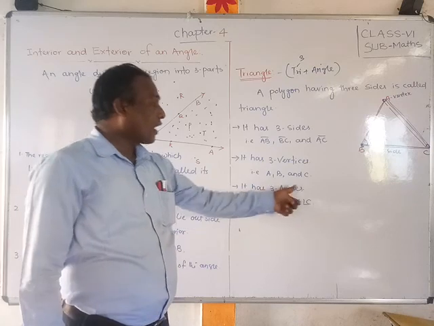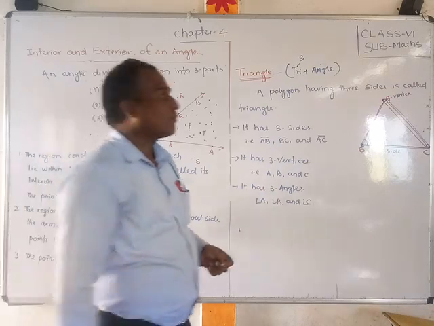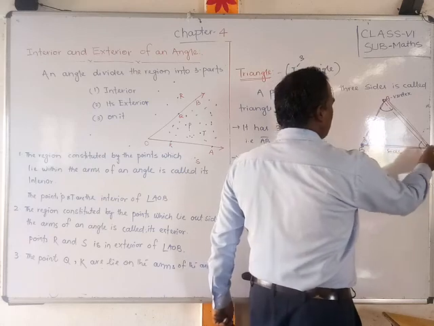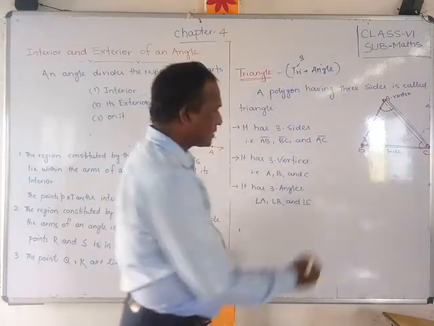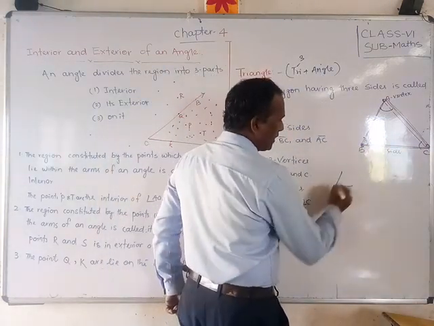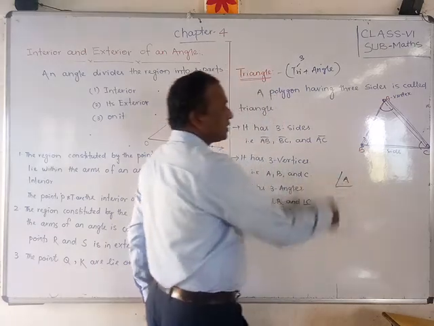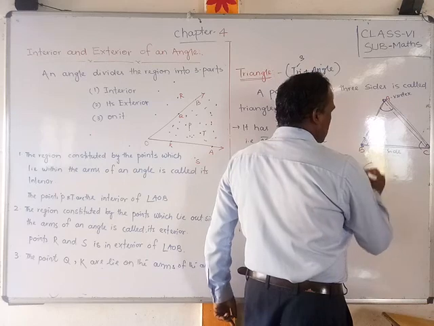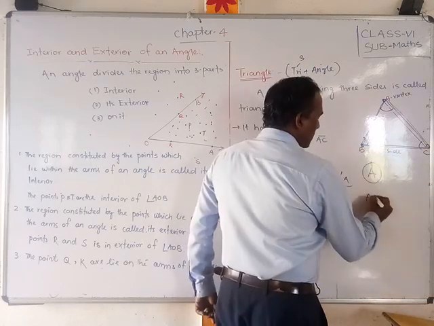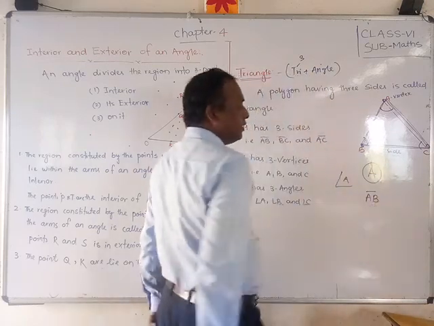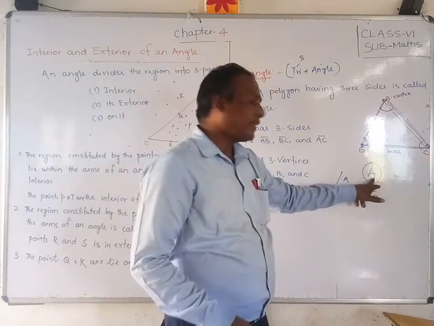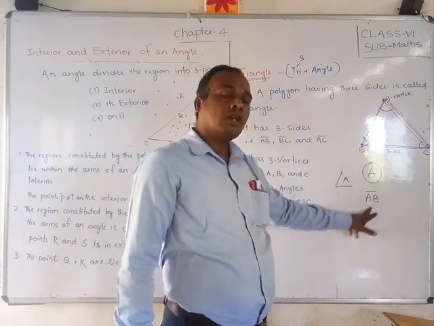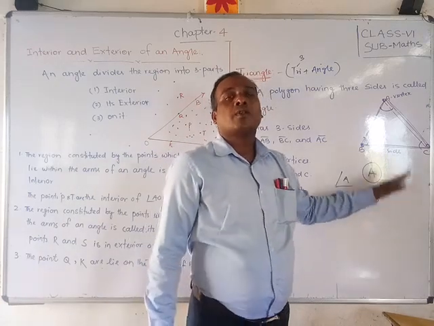It has three angles. How many angles, friends? Three angles. You should remember how to write an angle, like this, with the symbol and the letters inside. If you write only A, this is a vertex. If you write AB, this is a side. This is for writing a vertex, this is for writing an angle, and this is for writing a line segment or the sides.